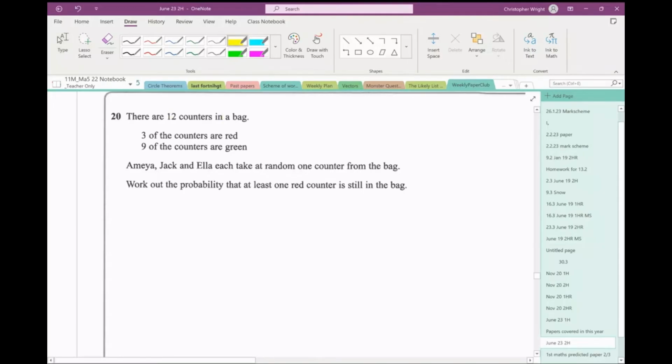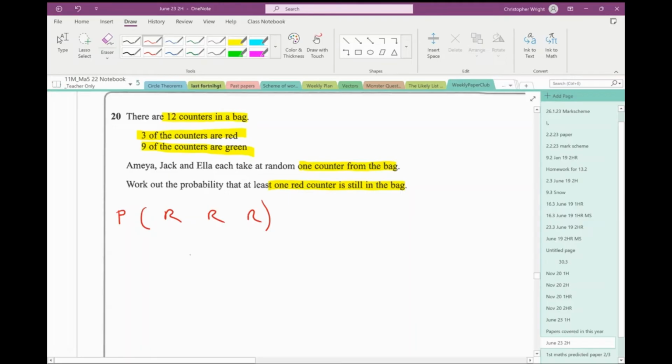12 counters in a bag, 3 red, 9 green. 3 people each take 1 counter from the bag. So now there are 3 counters out. The first one takes 1, second one takes 1, third one takes 1. Work out the probability that at least 1 red counter is still in the bag. Well, I'm going to work out the probability of the opposite of that happening. I'm going to work out the probability of there being no red counters left, and then I'll take that away from 1. So that is the probability of the first person choosing a red, and then the second person choosing a red, and then the third person choosing a red.